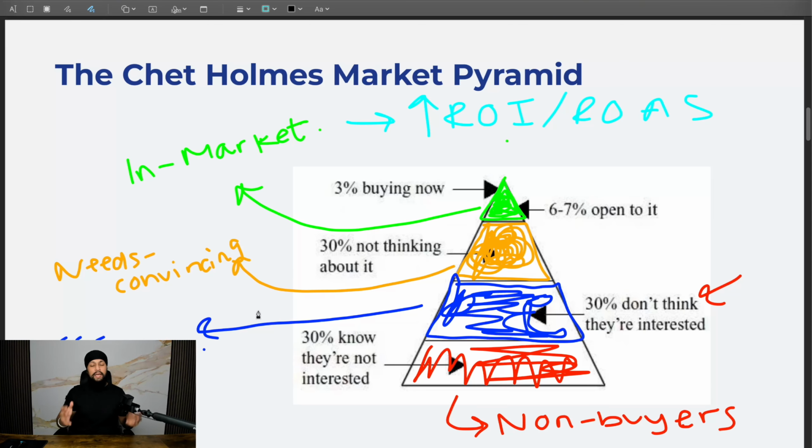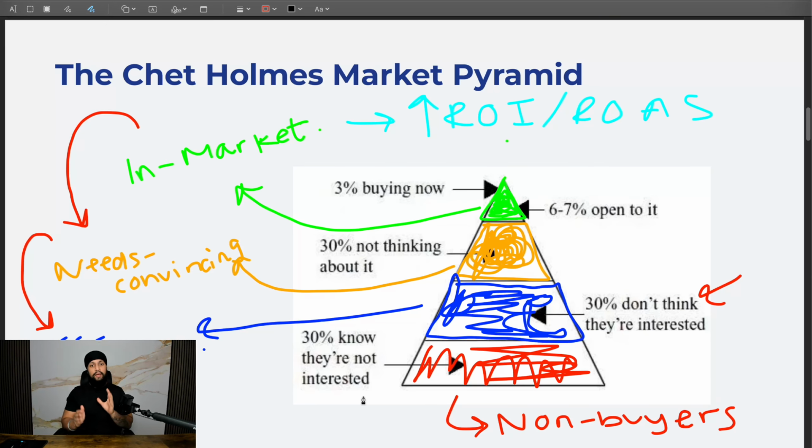And obviously, there are a few caveats to this, but generally speaking, in-market demographics is where you want to go to. If you're spending between $1,000 to $3,000 per day on ads, you will be forced to transition from in-market to the needs convincing demographic. And once you're spending upwards of $3,000 to $5,000 per day, some people spend $50,000 per day, other people can spend upwards of $2 million per day, then you'll be forced to go into the mass market.